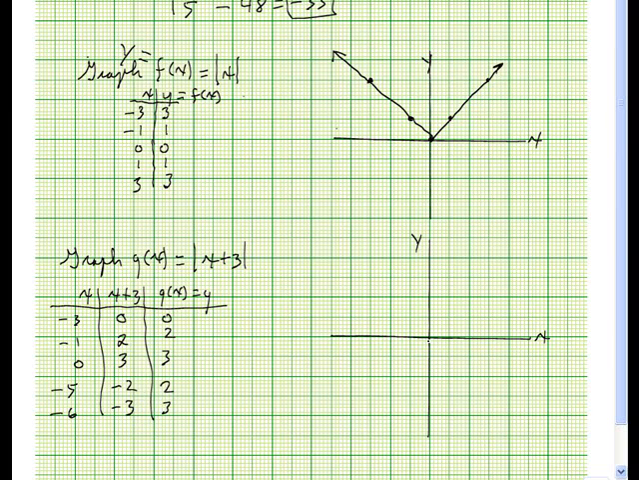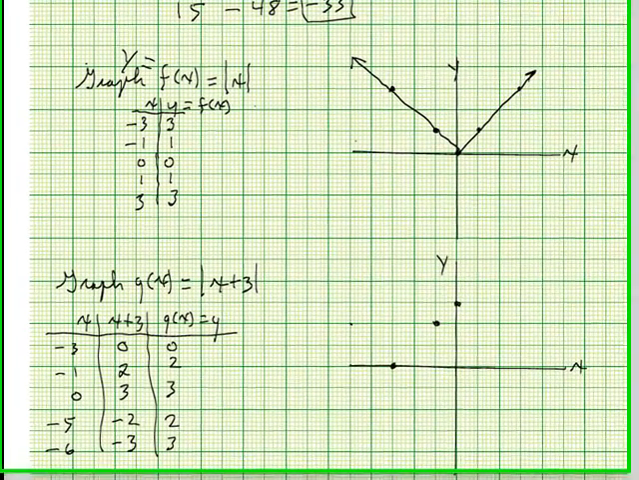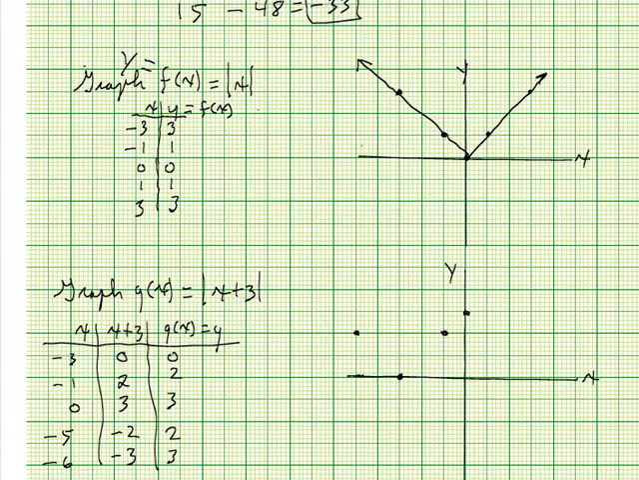When x is negative 3, y is 0, so I plot that here. When x is negative 1, y is 2, so I plot that here. When x is 0, y is 3, plot that here. When x is negative 5, come out over here to 5, y is positive 2, so plot that here. When x is negative 6, y is positive 3. And so here's the graph I get.